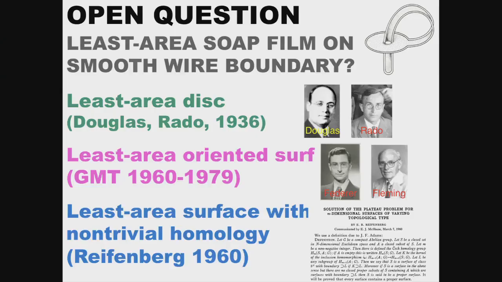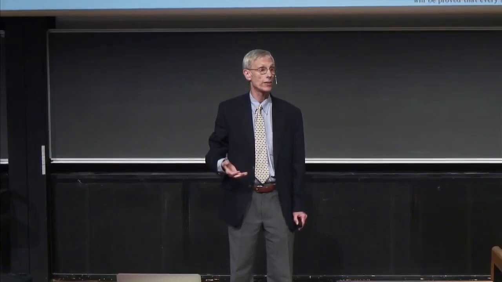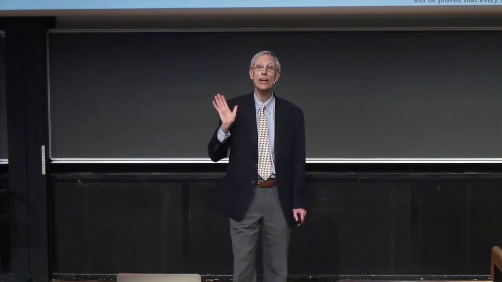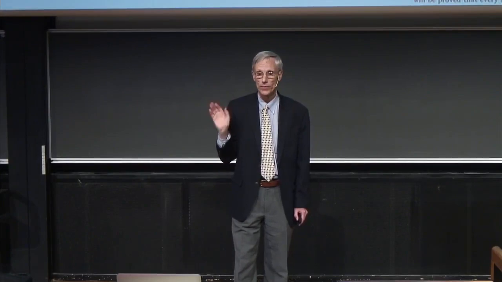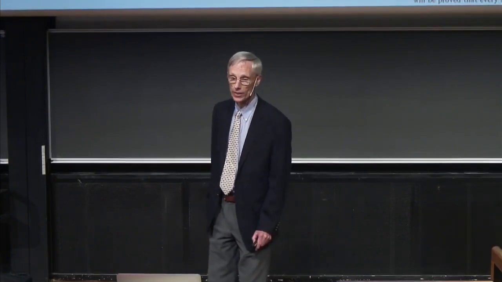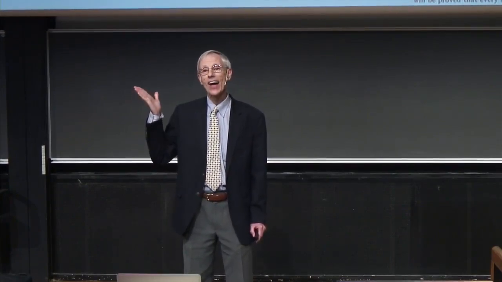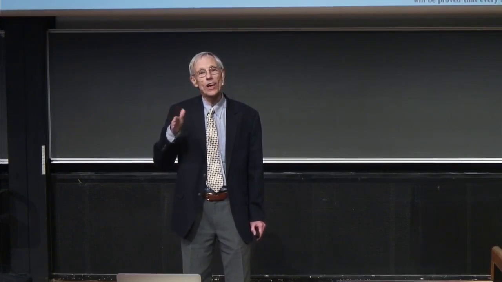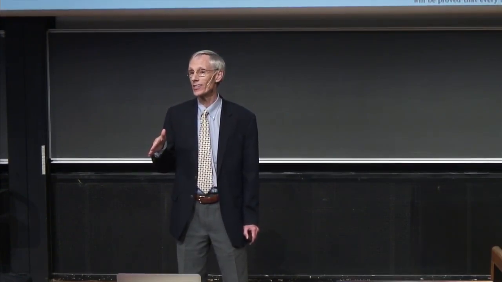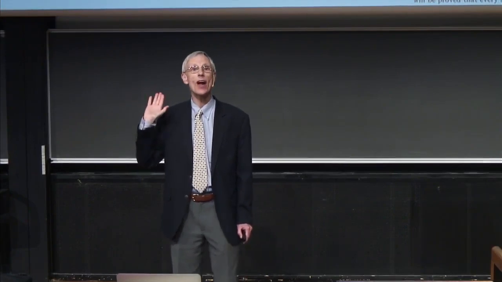Jesse Douglas and Tibor Radó in 1936, Douglas won the first Fields Medal, proved that there's a least area disk. But if you had a disk on that twisty boundary up there, the least area disk would cross through itself in a way that we've seen that soap bubbles do not. So that solution was not a real soap film in general. Then in geometric measure theory, it was proved that there is a nice least area oriented surface, but it doesn't allow the pieces of soap film to come together in threes the way that soap films really do. So that was in too narrow a category.